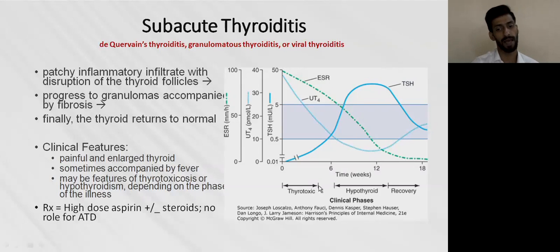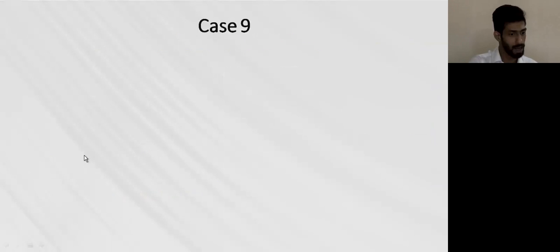It can happen through a thyrotoxic phase initially, then they go to a hypothyroid phase, then they recover. At this point, if we give them anti-thyroid drugs, this recovery will not happen. You will push the patient into hypothyroidism. Treatment is high dose aspirin plus or minus steroids. Absolutely no role for anti-thyroid drugs.